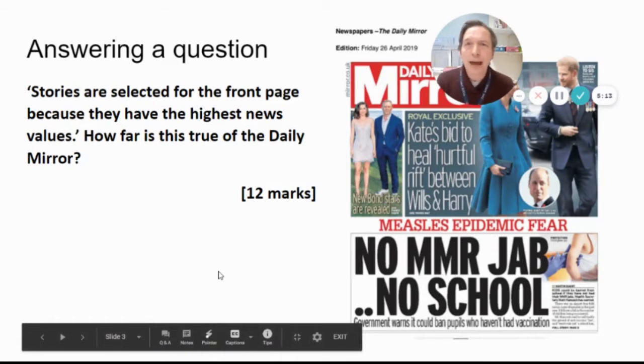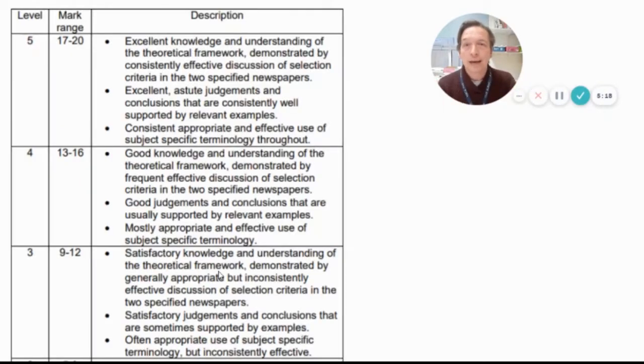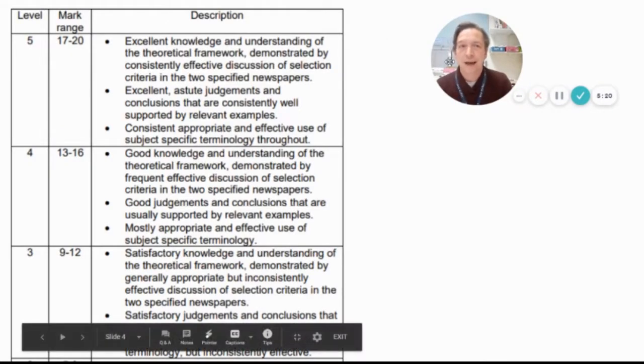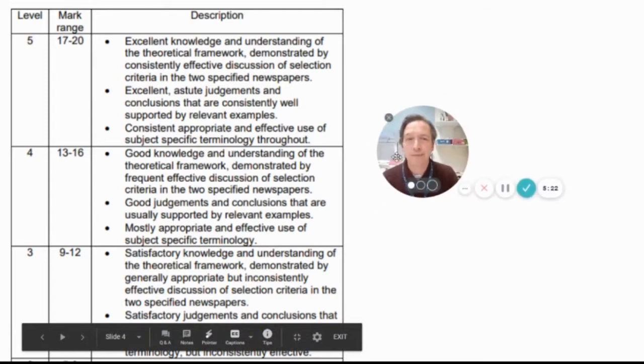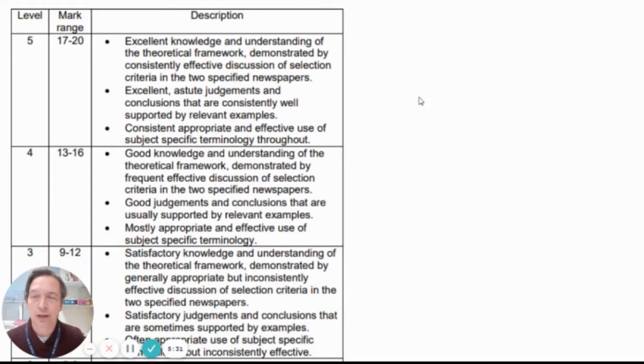Now we're going to return to analysing our front page in just a minute because I'd just like to show you the mark scheme. Now the mark scheme looks like this. This is a fairly generic mark scheme. I've actually changed it slightly, so you'll see that it says here 2 specified newspapers. So this is actually a 20-mark question, which is going to be looking at both of them, but I've pared it down to a 12-mark question, just focusing on the Daily Mirror, because we haven't really looked at the Times in enough detail yet to be able to answer questions on that, okay?